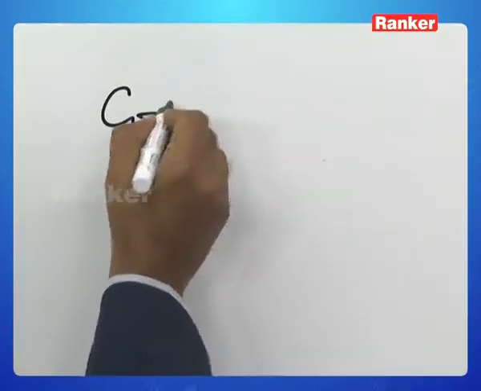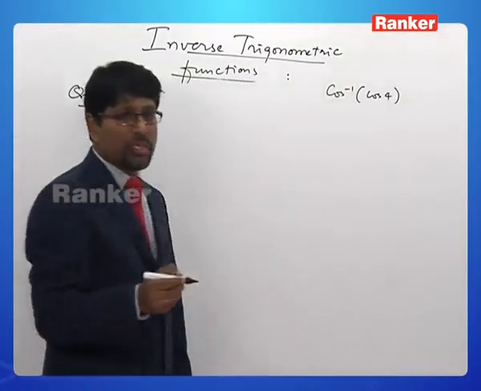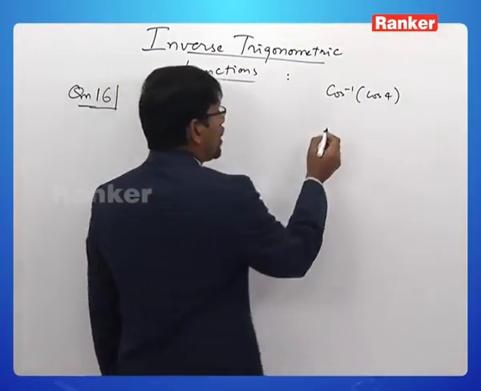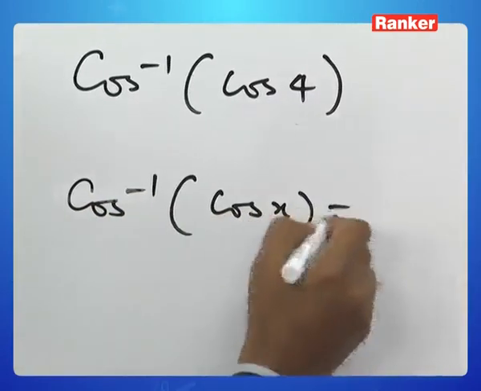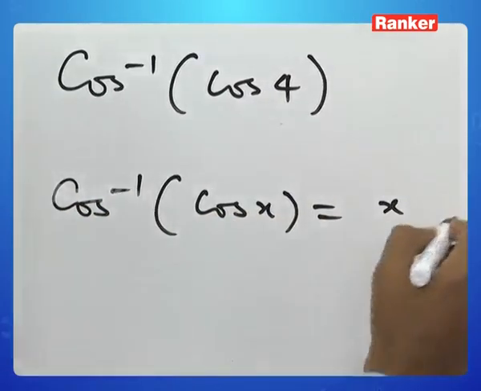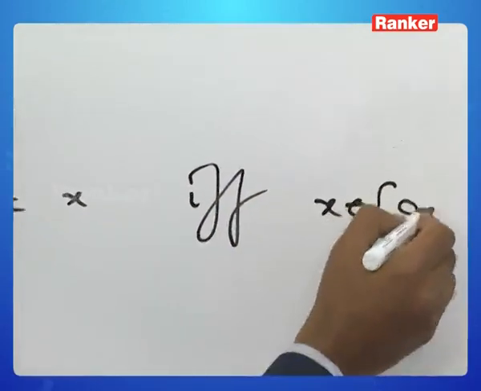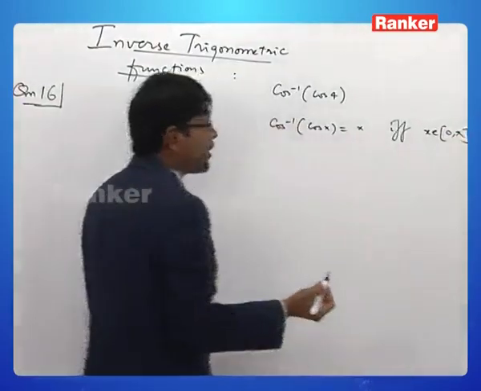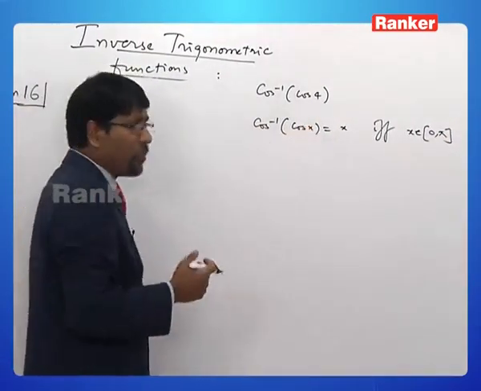Cos inverse of cos 4. Let's first find out what this is. Now we know that cos inverse of cos x is equal to x if and only if x belongs to the principal domain of cos, that is 0 comma pi. What if x is not in the principal domain?